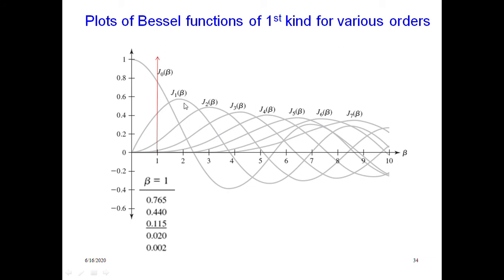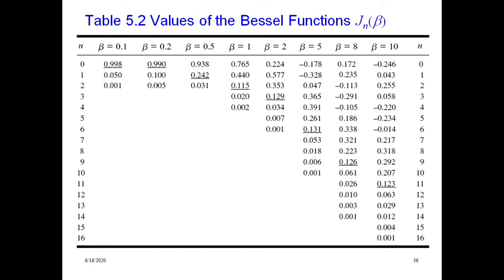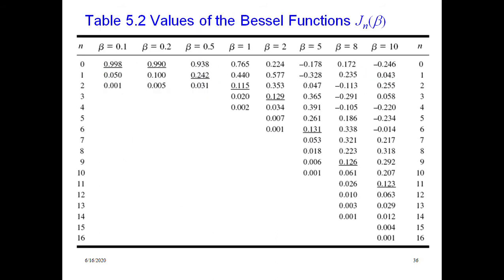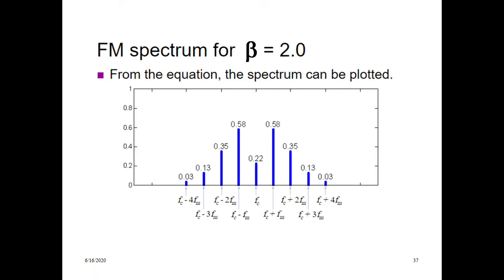Just now I showed beta equal to 1. So let's take a look at this one. Beta equal to 5 means you will have a set of 11 values, 10 on the right and 10 on the left. For example, beta equal to 2, you will have 1, 2, 3, 4, 5, 6, 7, including the carrier.